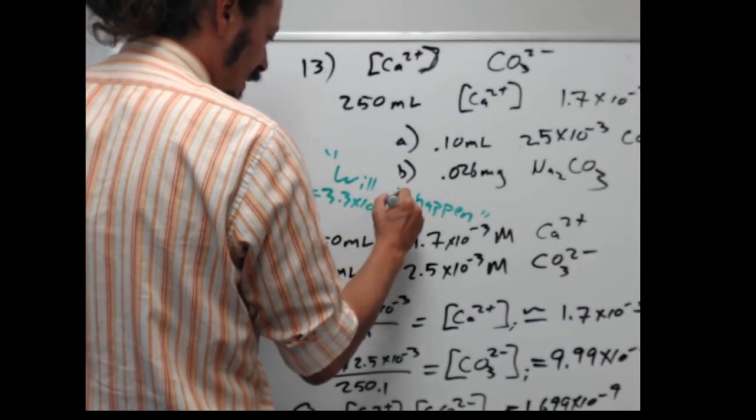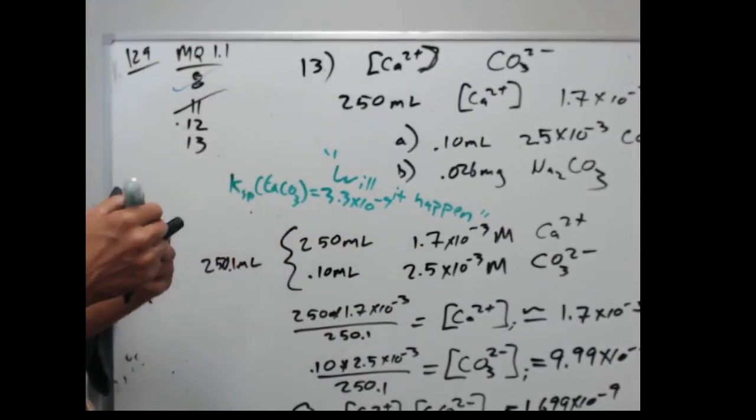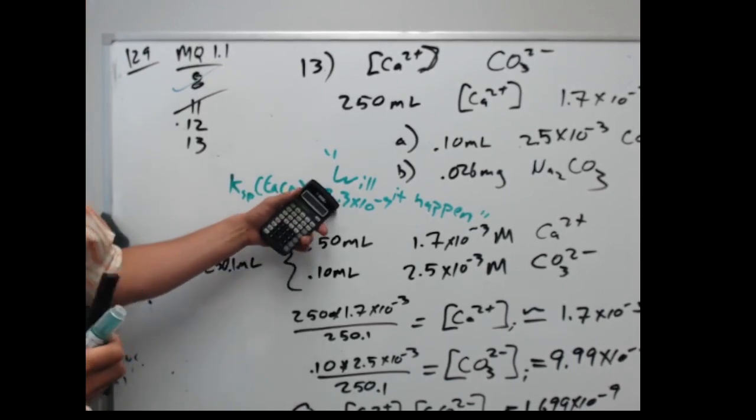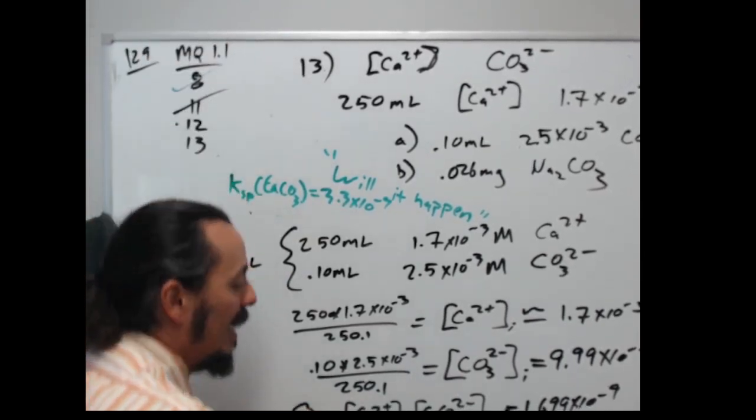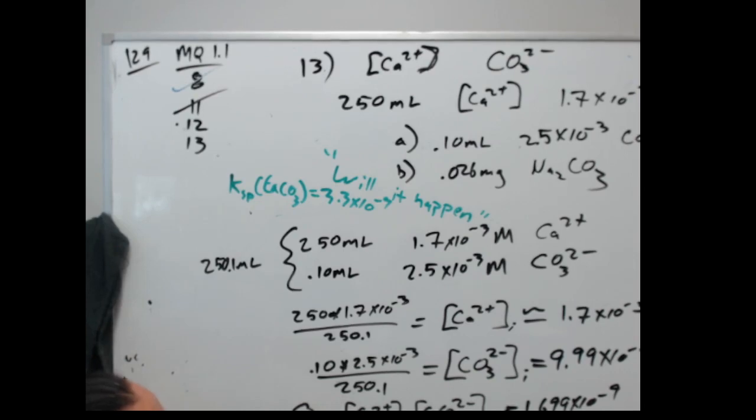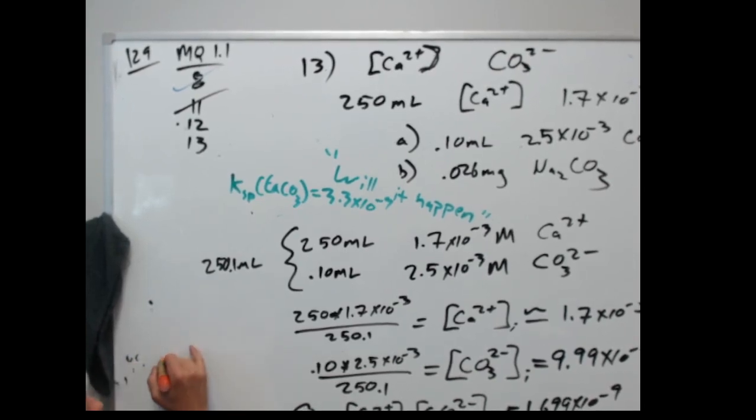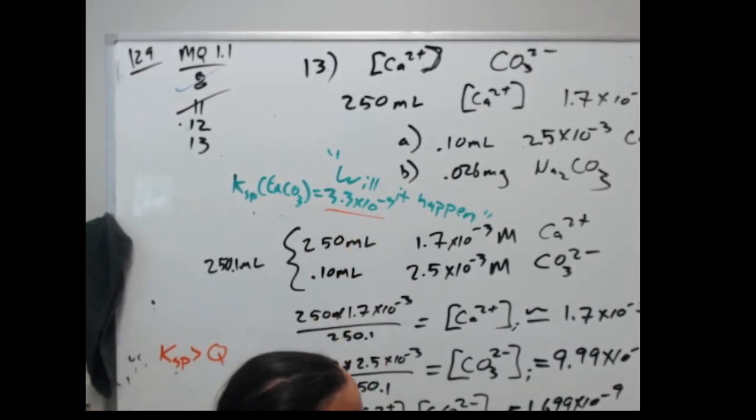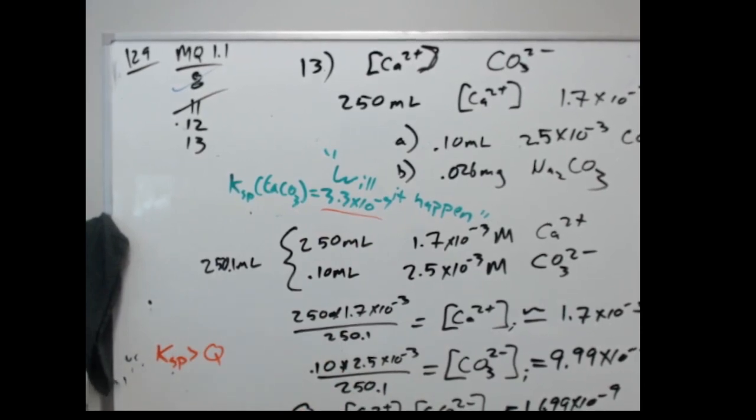3.3 times 10 to the minus 9. You notice 3.3 times 10 to the minus 9. In this situation, my KSP is larger than my Q value, because it's 3.3 times 10 to the minus 9 versus 1.699 times 10 to the minus 9. They're almost the same, but for these numbers, and since everyone has different randomized numbers, your numbers might flip this. Right? This is for this particular problem.